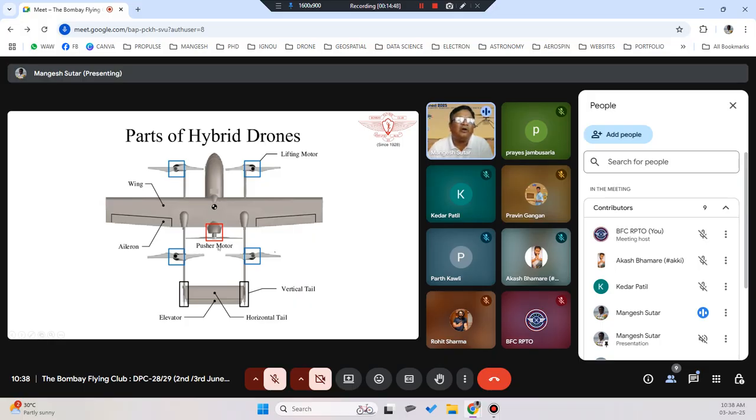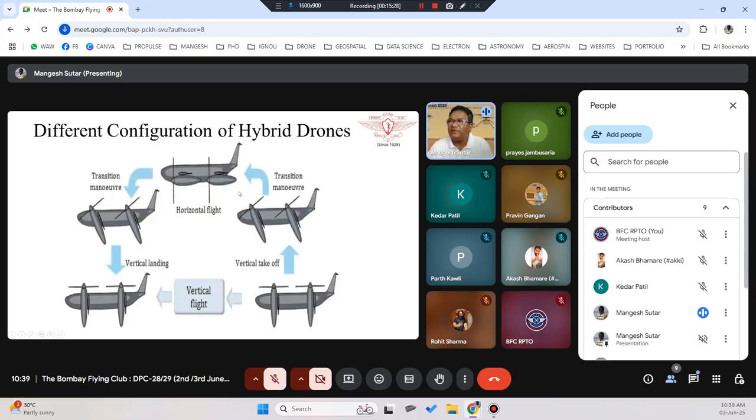So depending upon how the fixed wing and the rotorcraft are combined in the design, the hybrid drone will be called either a pusher motor or a puller motor configuration. The four motors are just for takeoff and landing, so they will only be active during the takeoff and landing process. Once it transitions from the rotorcraft drone to the fixed wing drone, the pusher motor will be active during normal operations, whereas during takeoff and landing, only the lifting motors will be in action.